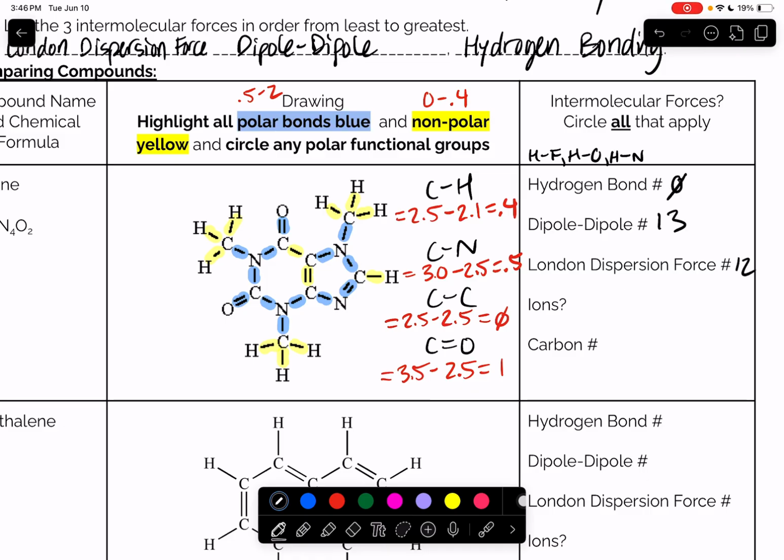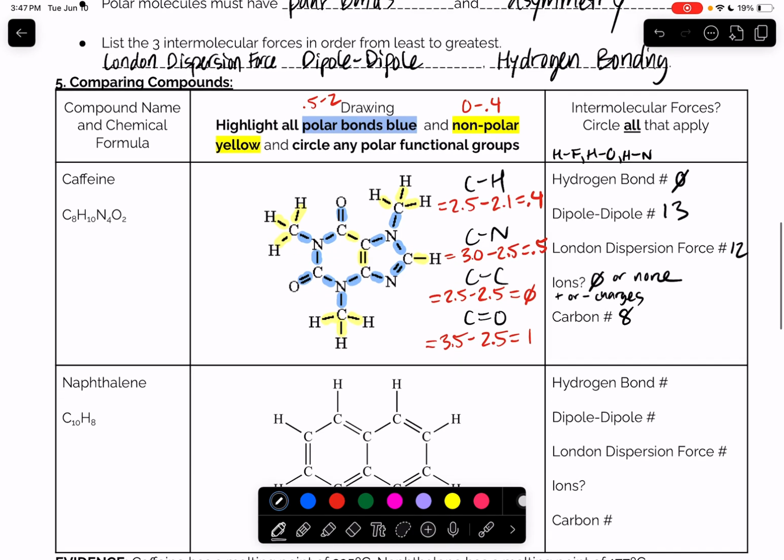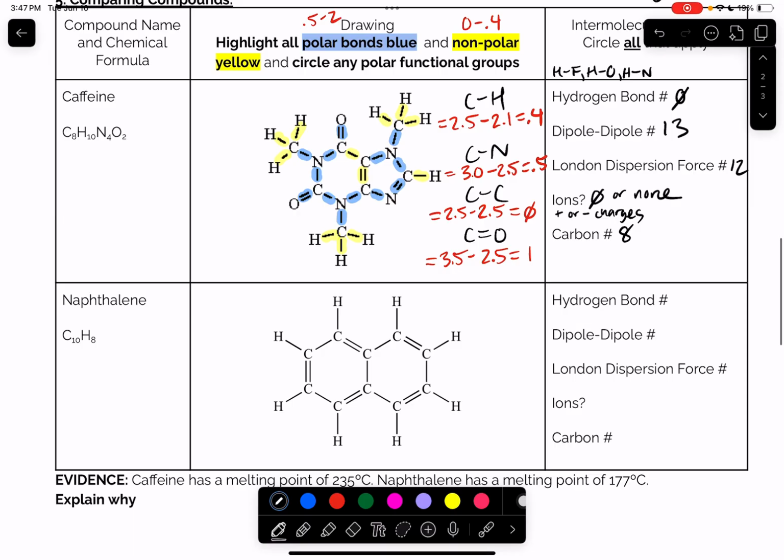Ions means, do I have any positive or negative charges on my structure? If I look at this, it does not look like I have any, so I'm going to write 0, or you can say none. And then the carbon numbers. You could count them, or you could just look at the formula and write that number down. It's C8, so I have 8 carbons. All right, so that's the first structure. Now let me look at the next structure.